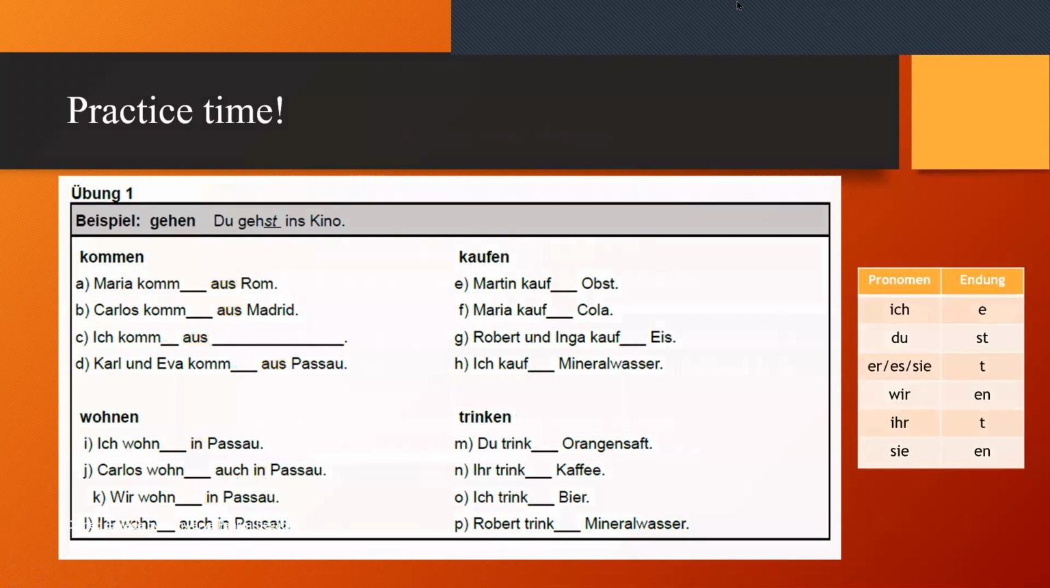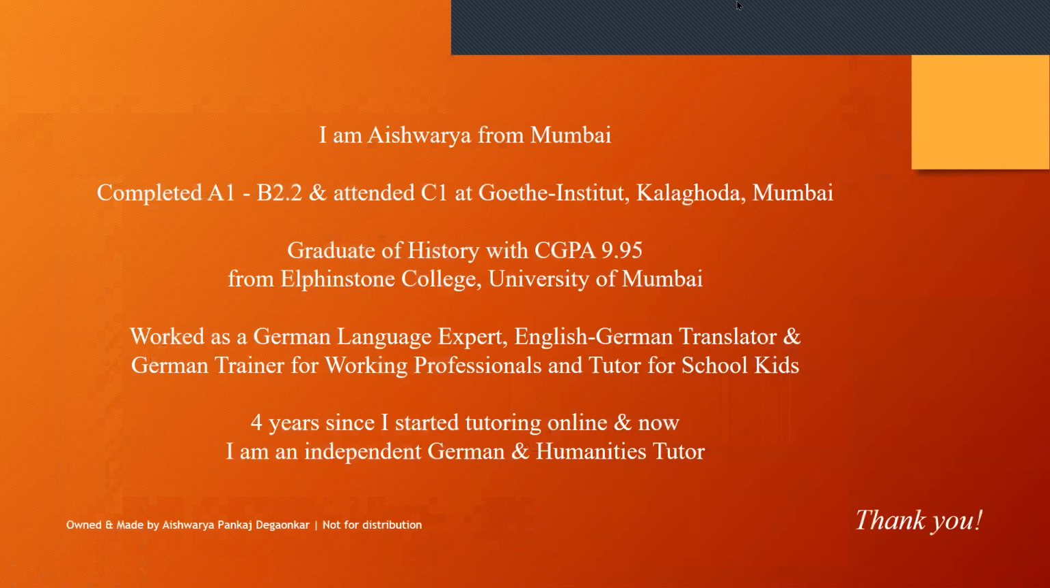So here's something about me, who I am. I'm originally from Mumbai, but right now I'm at my native place near Konkan, and I've completed from my A1 till B2.2, as in I've written all those tests, and I've attended C1 at Goethe Institute in Mumbai. And I'm a graduate of history. I was at Elphinstone College. I've worked as a German language expert. I worked as a translator.